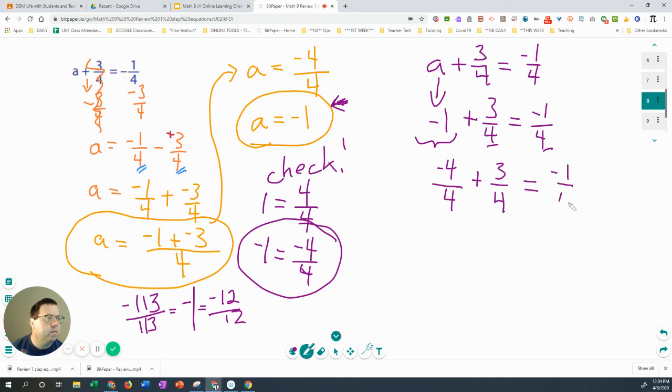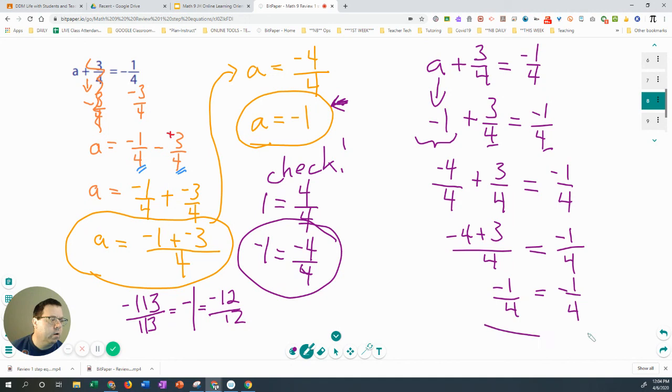Now, what we have now is a common denominator. I can glue these together. We have -4 plus 3 over 4. That's supposed to equal -1/4. -4 plus 3 is -1 over 4, which is equal to -1 over 4. And it works. Okay, we checked it and it works.